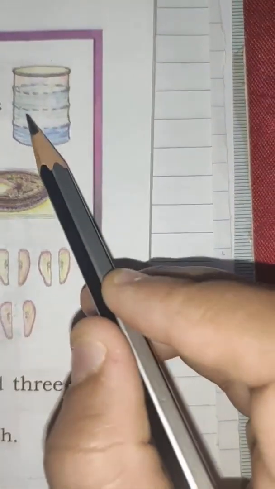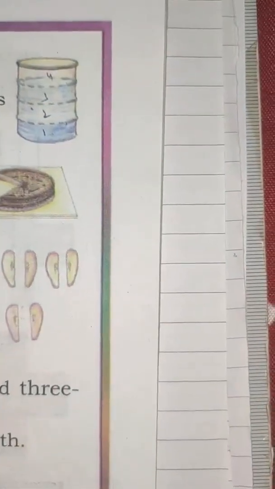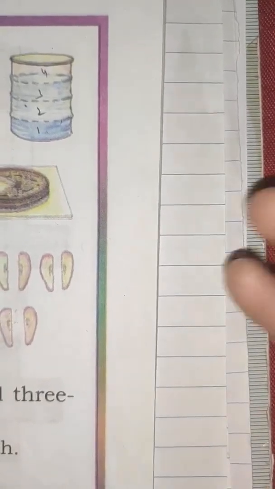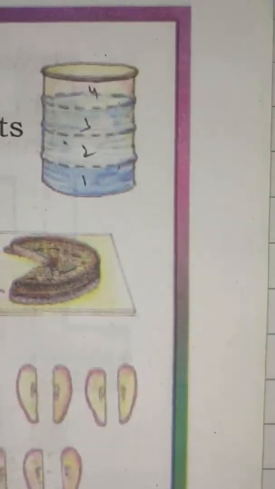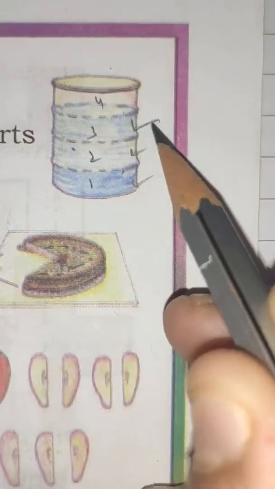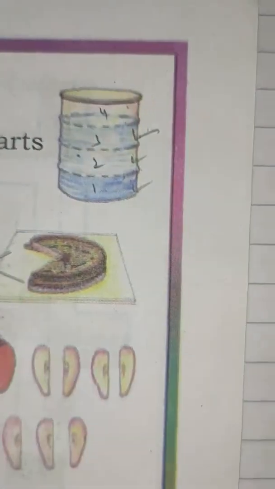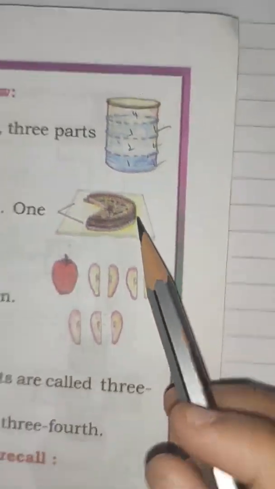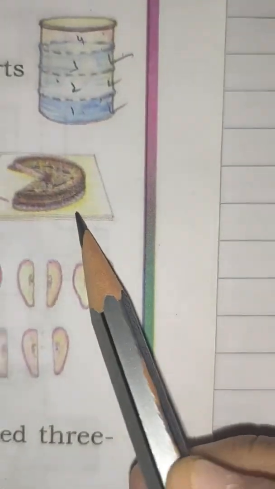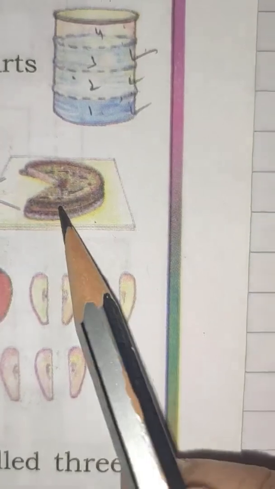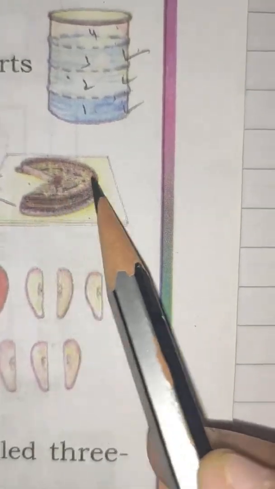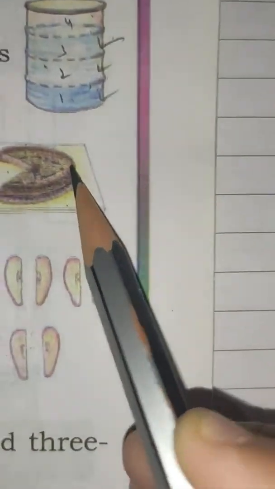In the first figure, the drum has 4 equal parts. Can you see here? 1, 2, 3, 4. So this drum has 4 equal parts. 3 parts are filled with water. 1, 2, 3. The 3 parts are filled with water, whereas 1 is unfilled, isn't it? Next one, what is this? It's a cake. So the cake has 4 equal parts. 1, 2, 3, 4. One part is eaten.